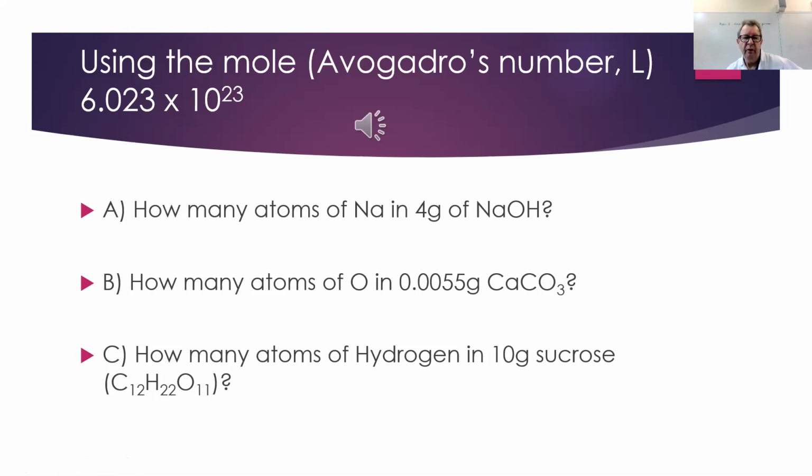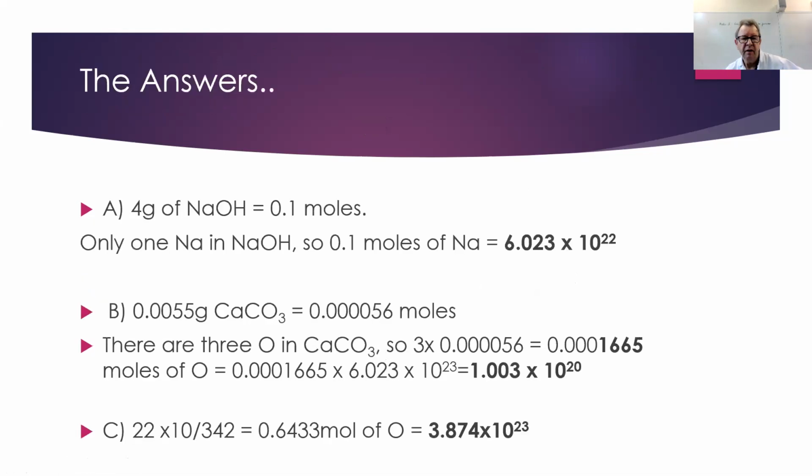Okay, here we are. In A, 4 grams over 40, 0.1. There's only one Na in NaOH, so 0.1 moles of Na is 6.023 times 10 to the 22. You don't need to remember Avogadro's number, 6.023 times 10 to the 23, at all. That will always be given to you if you need to use it.